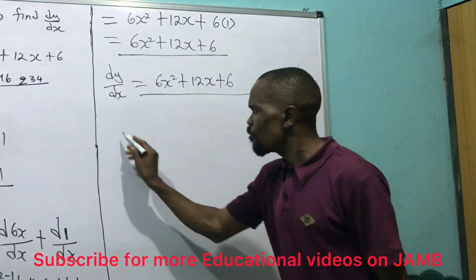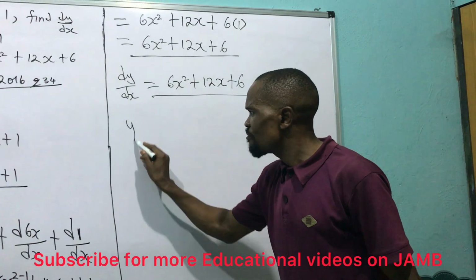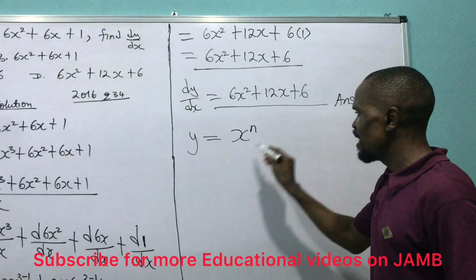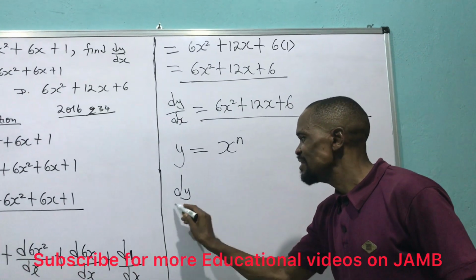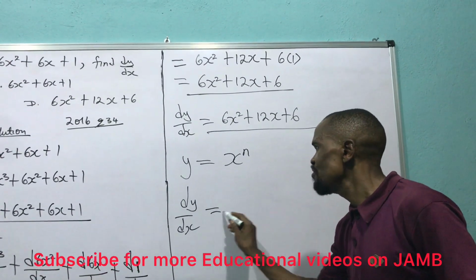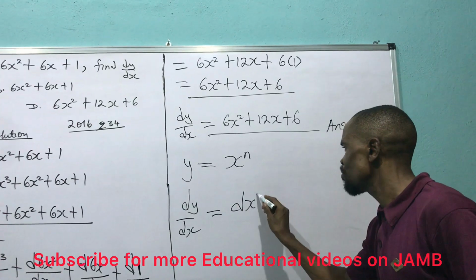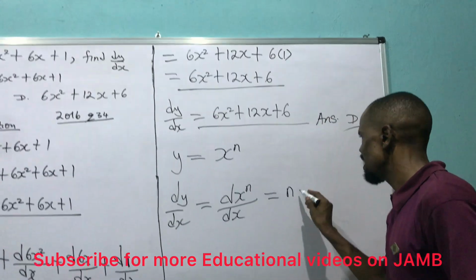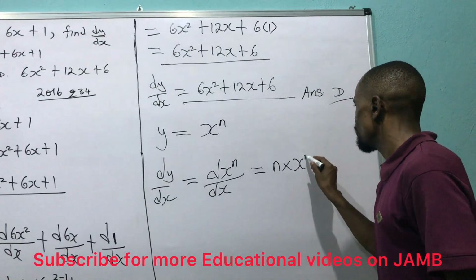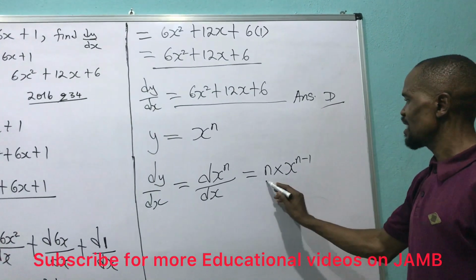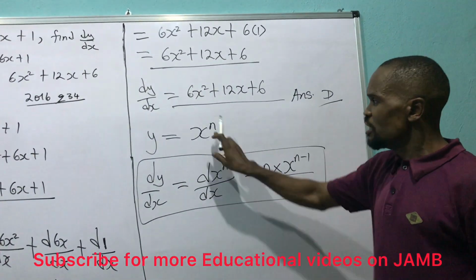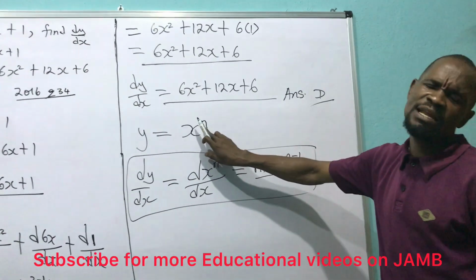Then remember, for more clarification, look at our format. If y is equal to x raised to the power n, then dy/dx will be given as d(x^n) all over dx, and that gives me n times x raised to the power n minus 1. And that's the answer. That's the format of differentiation. This n can be any value, can be any power.